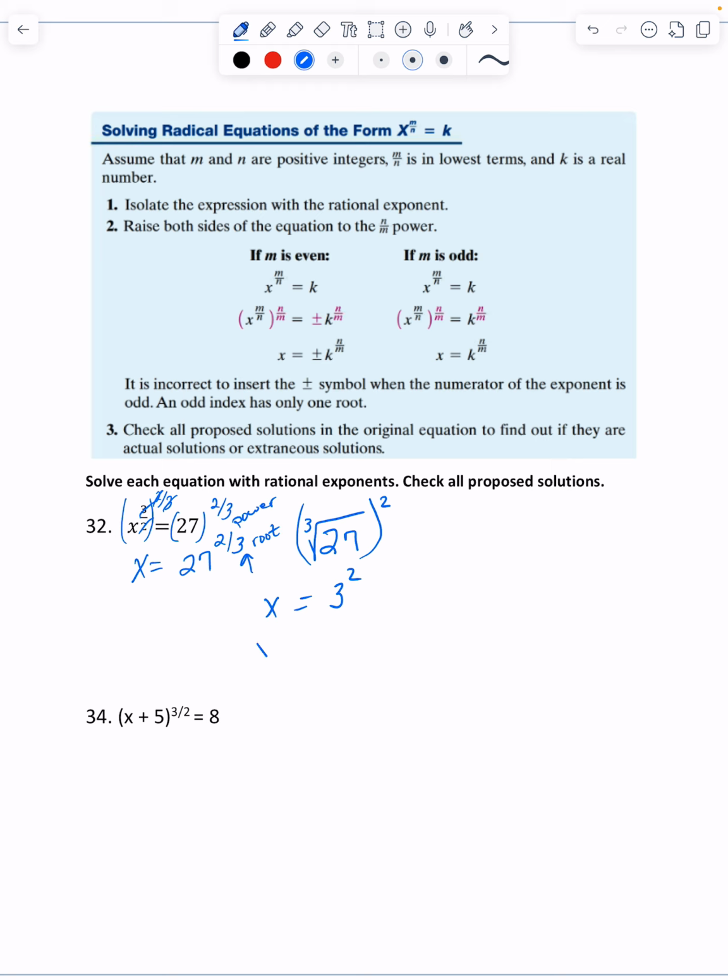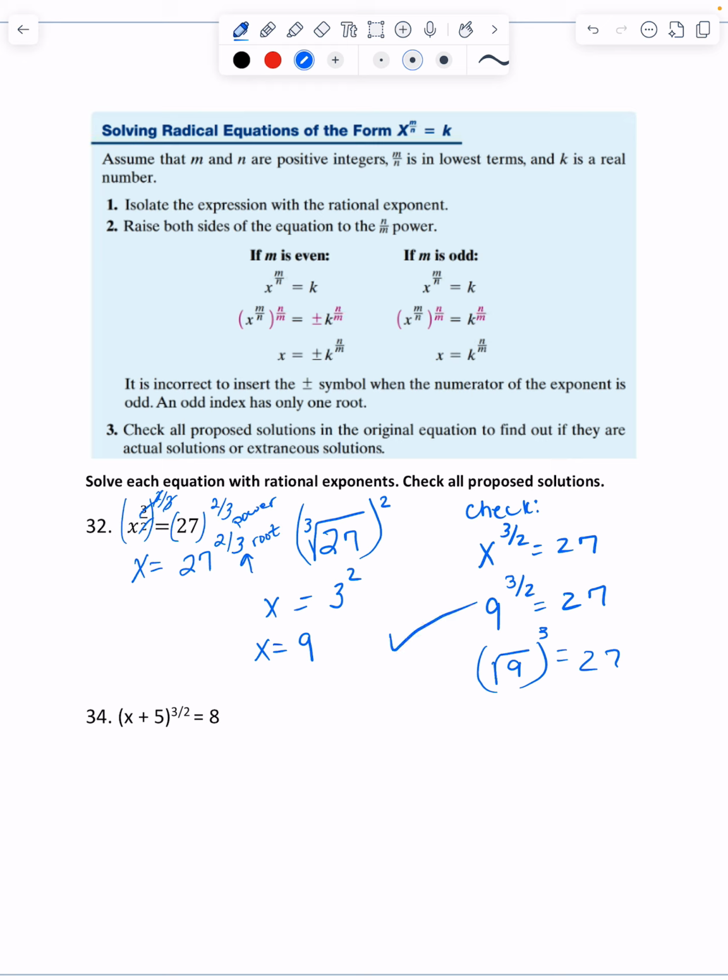My answer is 9. And if you check that, because we need to check all proposed solutions, we have x to the 3 halves equals 27. x is 9. And so I get the square root of 9. Remember, that is the root. So the square root of 9 is 3, and 3 to the 3rd is 27. So that would be correct.